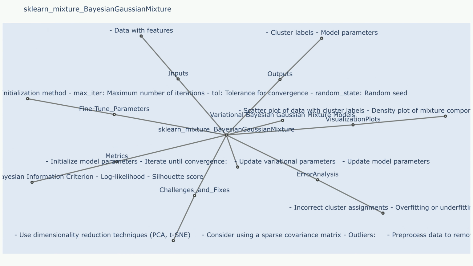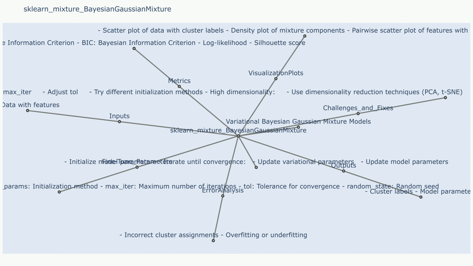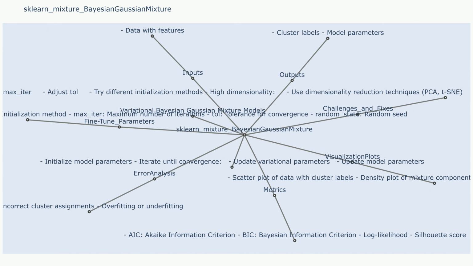Challenges and fixes: Challenge 1: choosing the right number of components. Sample use case that resulted in challenge 1: a data set with a complex underlying structure that may require a large number of components, but overfitting could occur if the number is too high. Fixes to challenge 1: use the BIC or AIC score to guide the selection of the optimal number of components. Explore a range of possible values for n_components and compare the model performance using cross-validation.